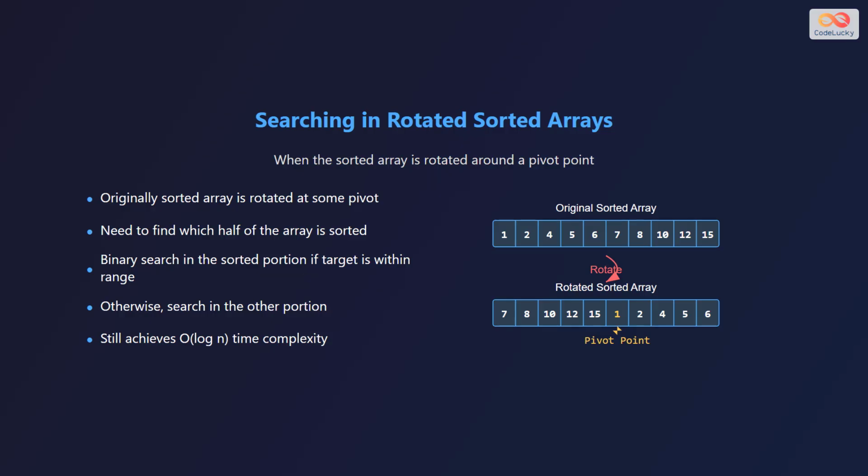If the left half is not sorted, then the right half is sorted. So, check if the target lies in the right half. If it does, then discard the left half and search the right half. Otherwise, discard the right half and search the left half.